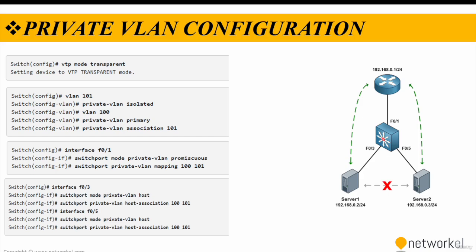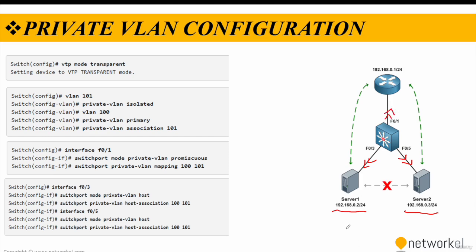Now let's see how I can do the private VLAN configuration. Let's have a look at our topology first. In our topology we have two different servers, server 1 and server 2. But please pay attention that they are in the same subnet. I mean, they have the same network ID, which is 192.168.0.0. Server 1 is connected to Fast Ethernet 03, and server 2 is connected to Fast Ethernet 05. And I have my Fast Ethernet 01 port, which is connected to my router.